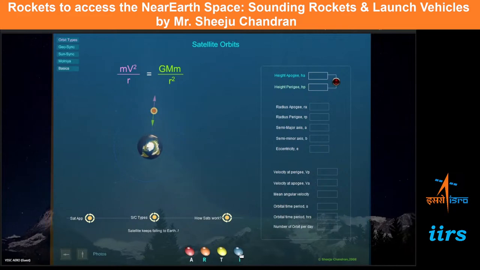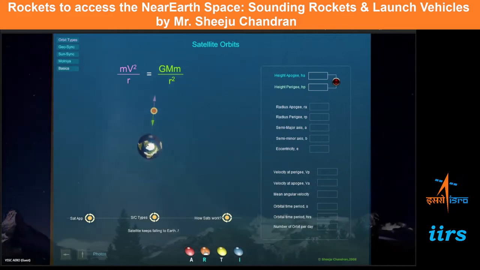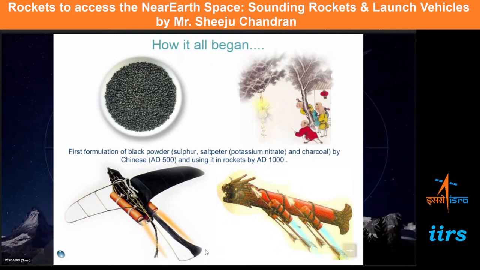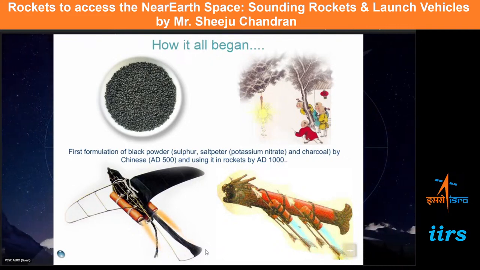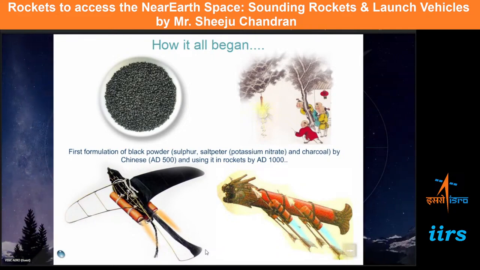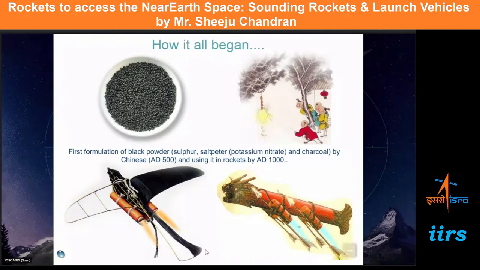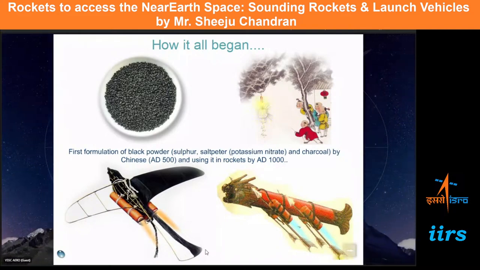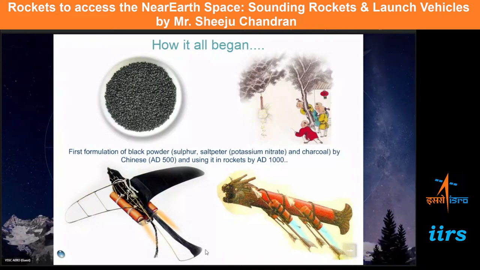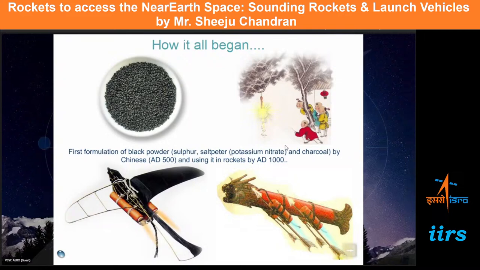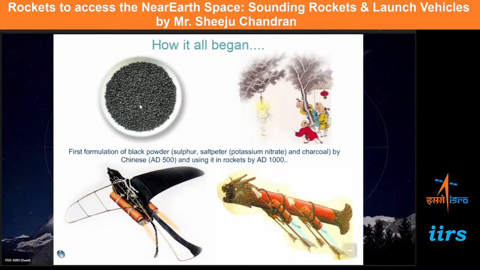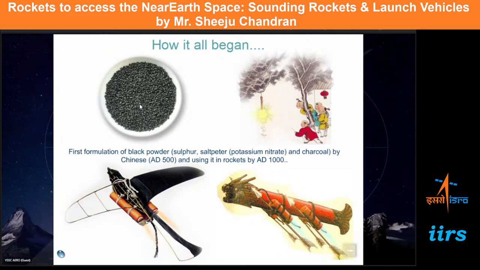Now, in the syllabus, you would have also noted, we will discuss something about the history of the launch vehicle or rocketry. Way back in the 800s or so, the credit of formulating black powder, which is a combination of sulfur, saltpeter, and potassium nitrate, has gone to the Chinese. They made this black powder and used it for festival purposes, to ward off evil spirits, and to create fireworks for entertainment.